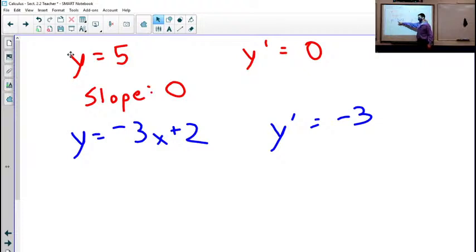Does it matter what this number is? Yes, it does. This controls the slope. Does it matter what this number is? That does not control the slope.